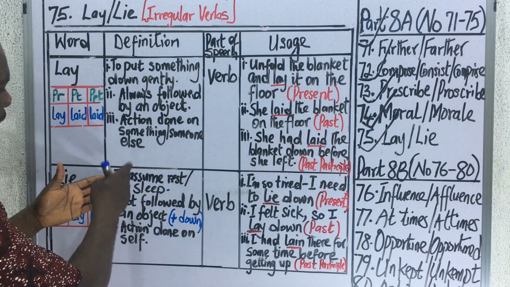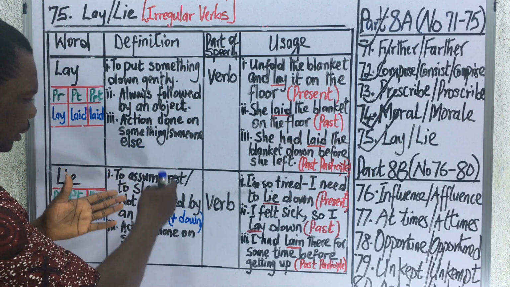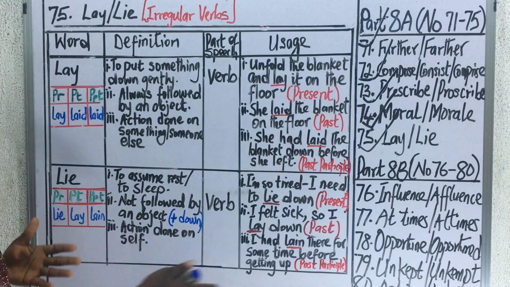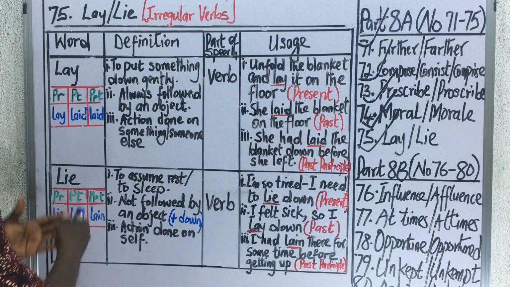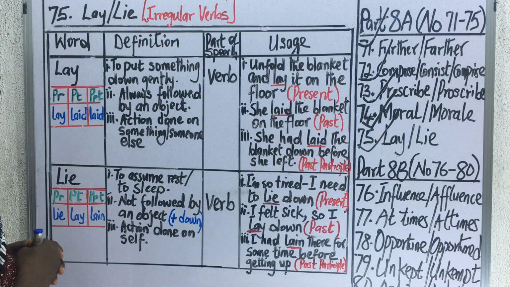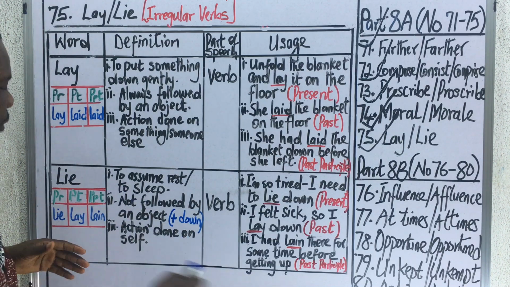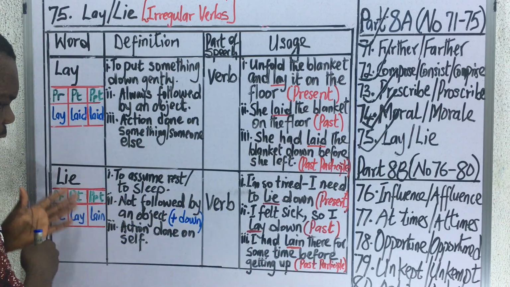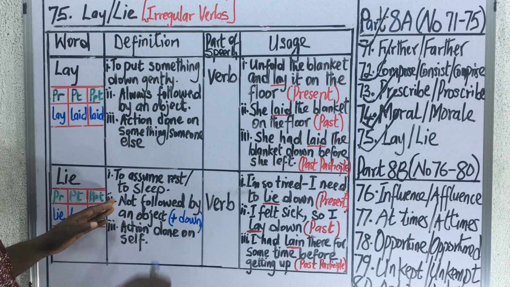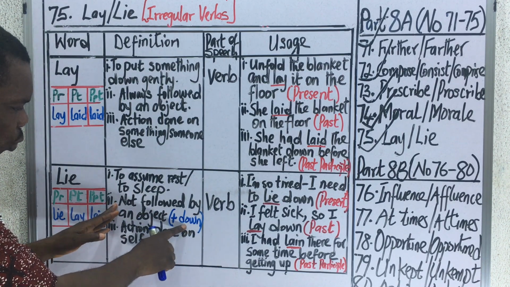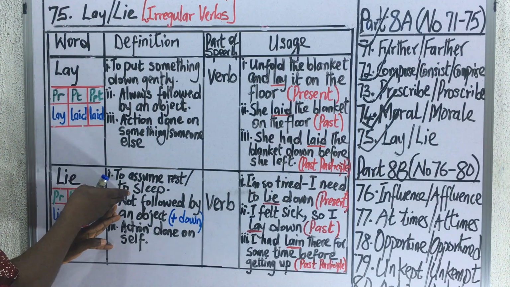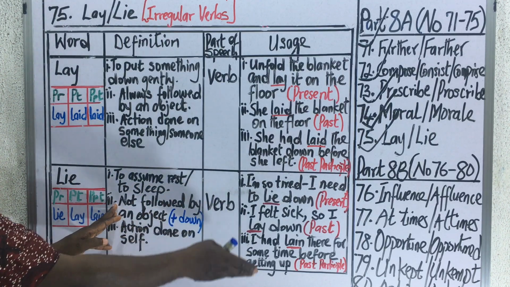Number one, we said it means to assume rest or to lie down, to sleep, to recline. That is what it means to lie down, to sleep. Then number two, it is not usually followed by an object. I think I've explained that earlier. You will always expect to see this word down in an expression where lie is used to mean reclining or lying down to sleep.